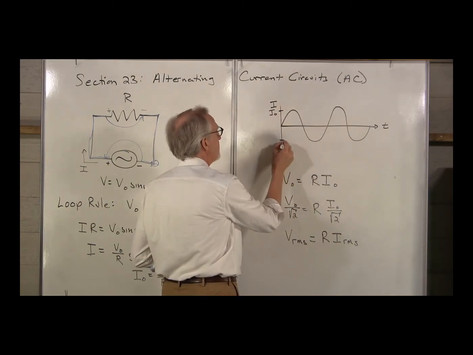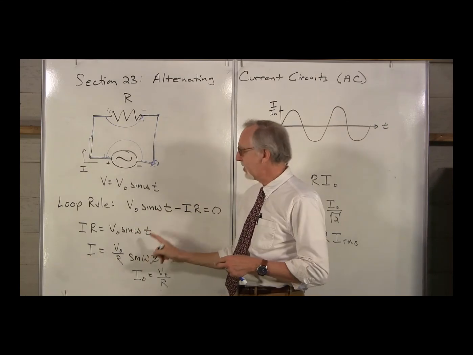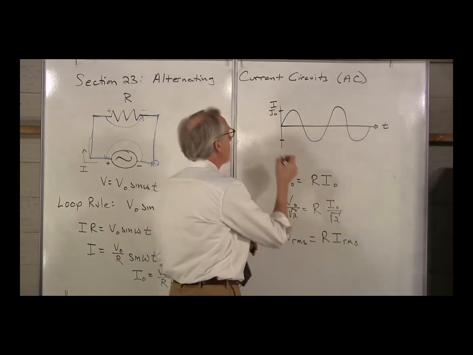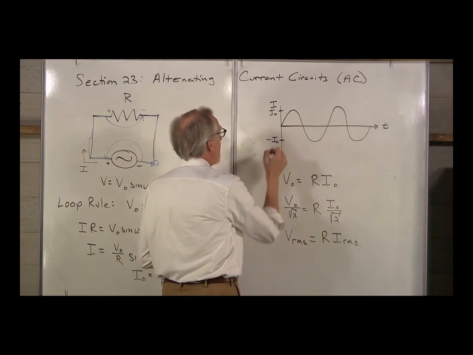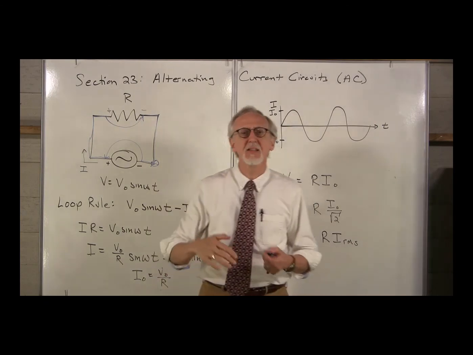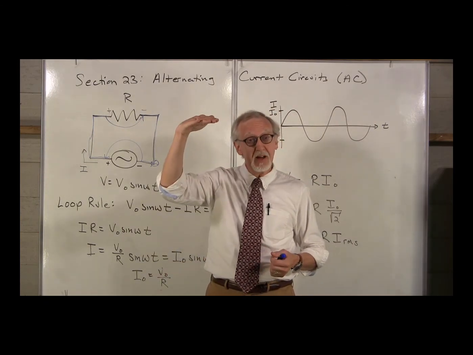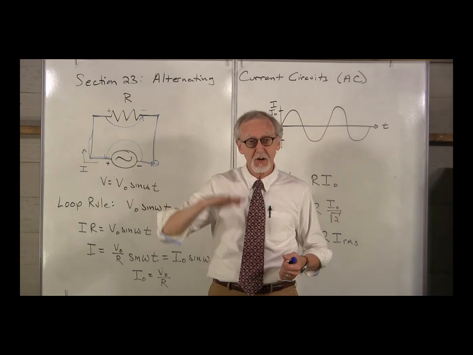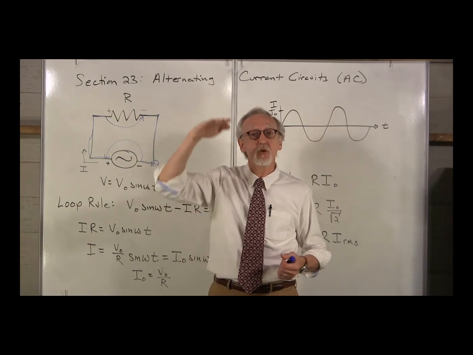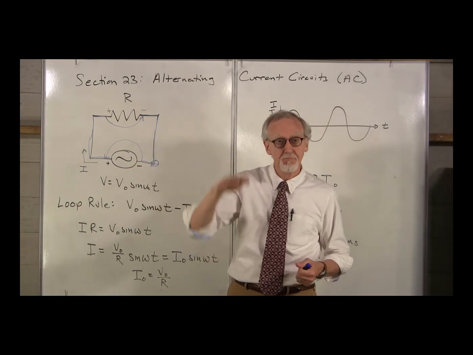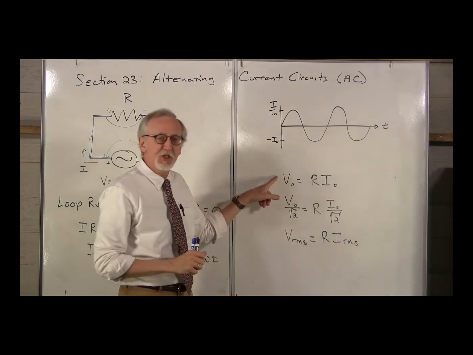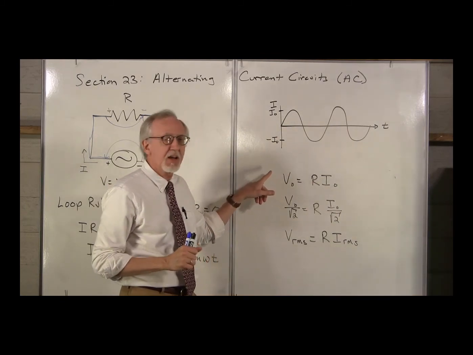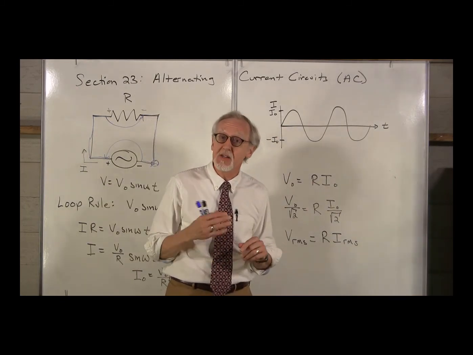And what's the minimum value? What's the minimum value that sine can have? Negative 1. Down to negative I0. So the current is oscillating from a value of positive I0, negative I0, positive I0, negative I0, and it's oscillating between those sinusoidally. Very, very good. Now let's just keep in mind a couple things. We've got a couple relationships that I want us to keep in mind.